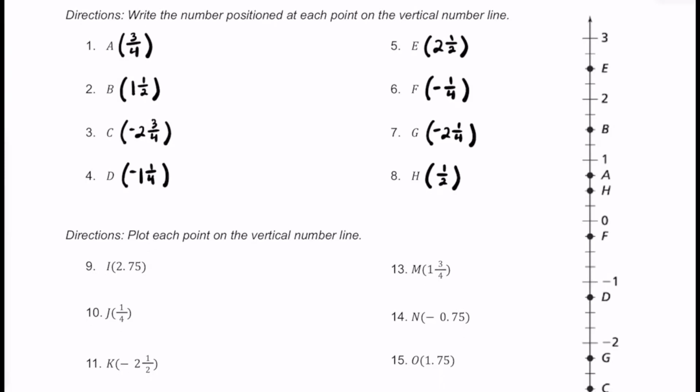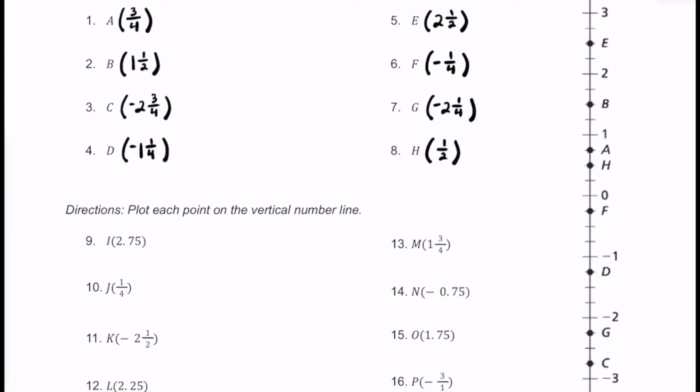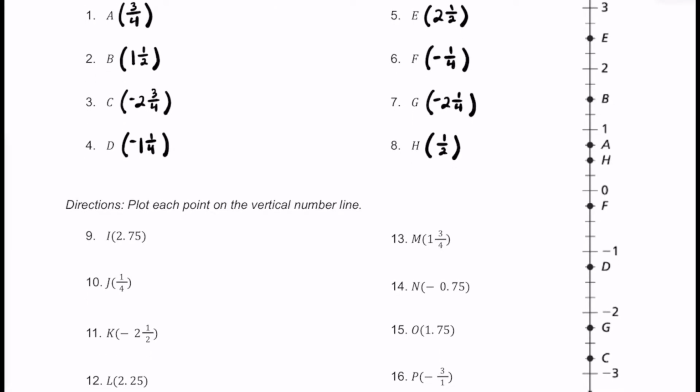All right, now let's take a look at plotting some of these on a number line. So let's see, I is located at 2.75. So this is a decimal, right? So we can practice some decimals here. So let's see where 2 is. 2 is right here, 2.25, 2.5, and then 2.75. So I'm going to put this right up here. This is what we're saying is I, okay?